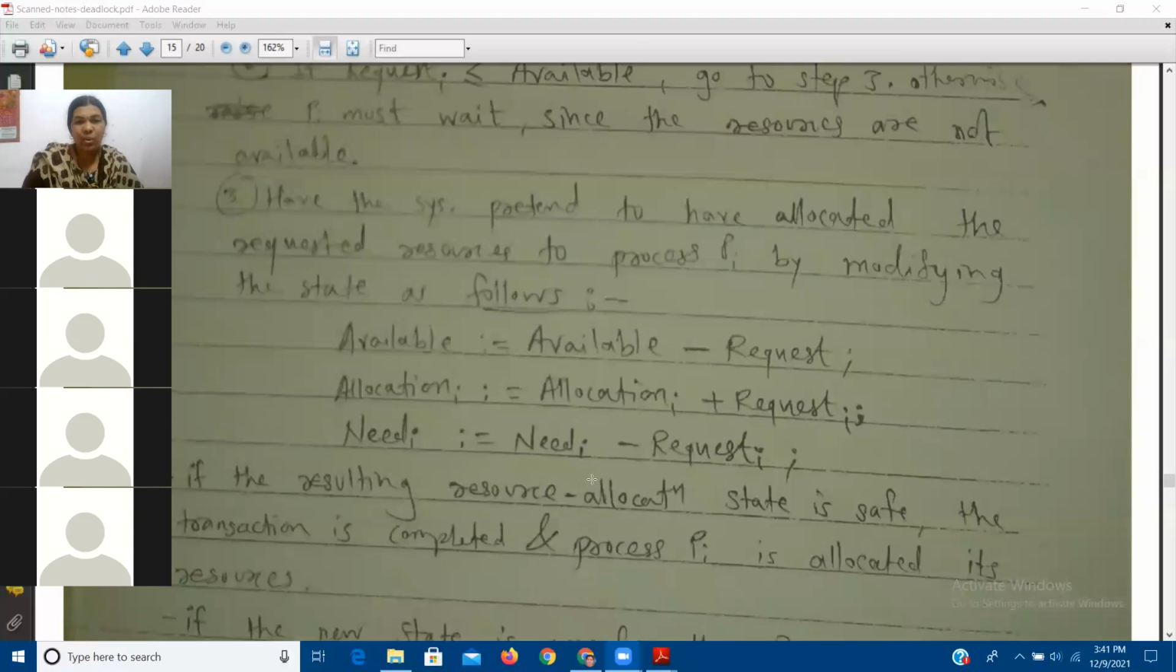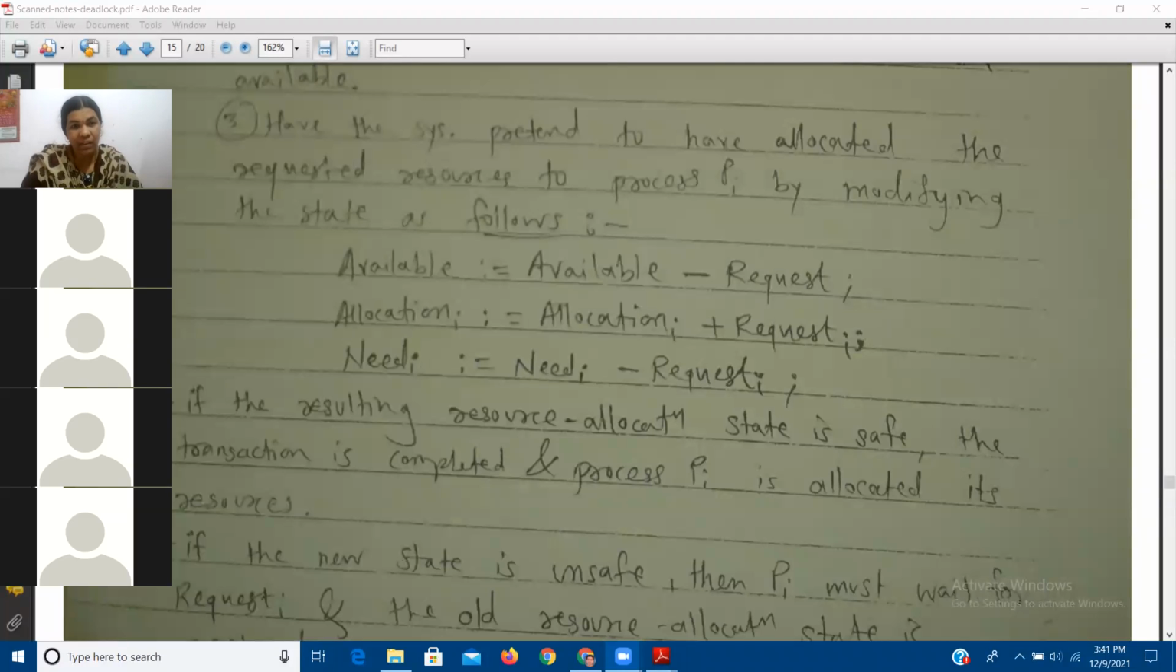If the resulting resource allocation state is safe, the transaction is completed and process Pi is allocated its resources. The resulting state should be safe, so whichever processes I am choosing, accordingly I will decide the state. I will decide the safe sequence, and if the state is safe, I will complete the transaction, and I may say that the system is in a safe state. Okay.